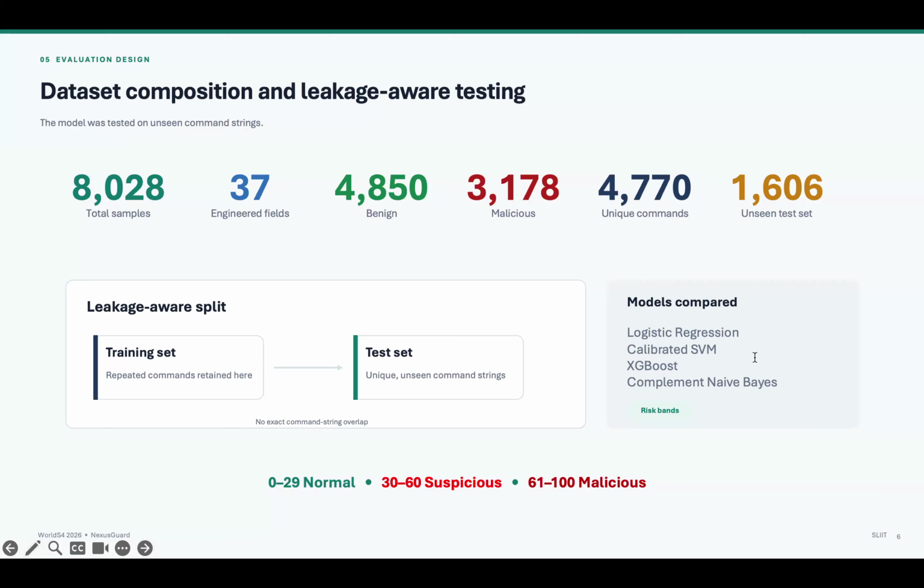We also compared four models: logistic regression, calibrated SVM, XGBoost, and complement naive Bayes. And to be exact, we chose the calibrated SVM because, as I mentioned earlier, its prediction was the strongest overall, and its probability-like output is suitable for the operational risk scoring that we look for in our whole project.